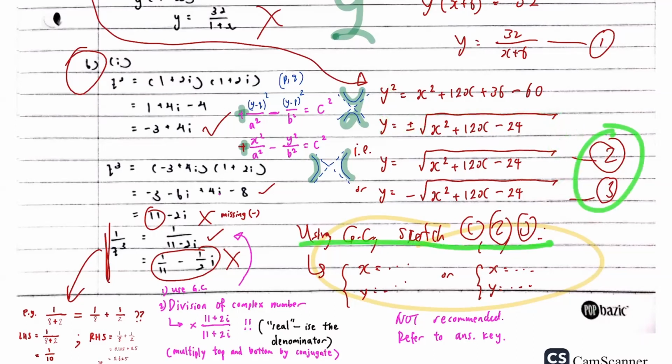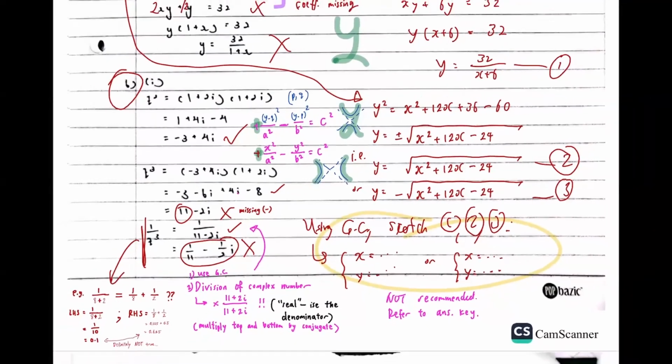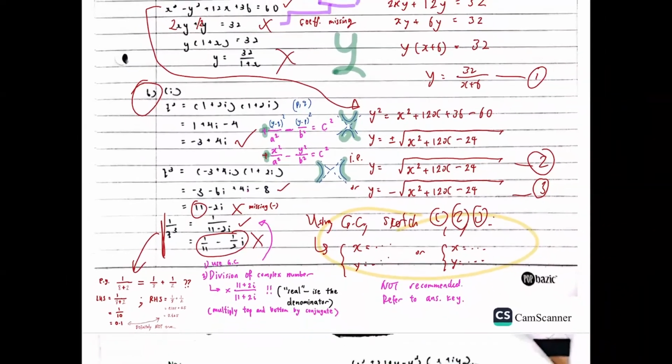So using the GC, you can sketch the graphs 1, 2, and 3. Then you find the points of intersection. Then you can solve for x, solve for y, and then you will get your answer. Okay, that's strongly not recommended, because it's very slow.